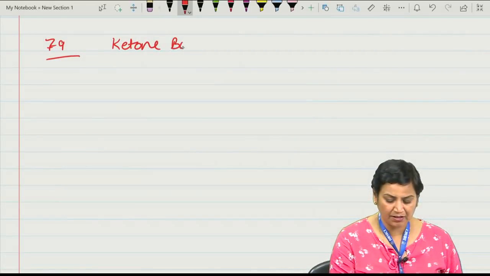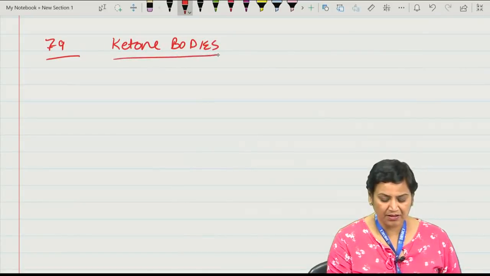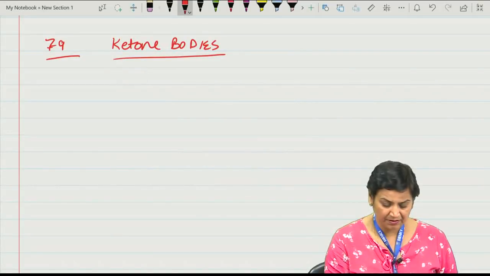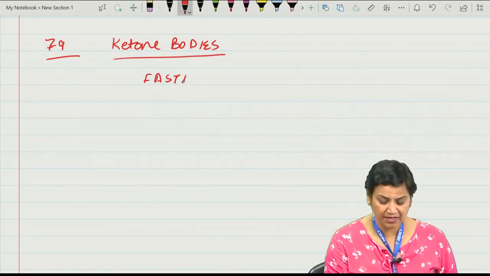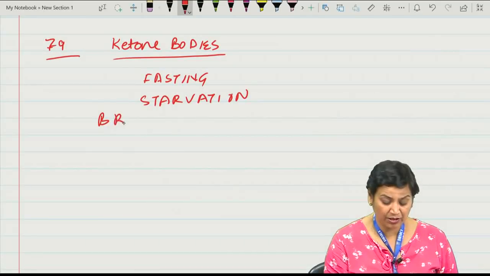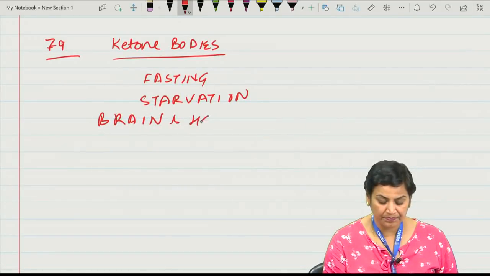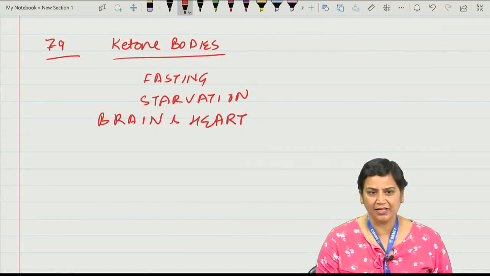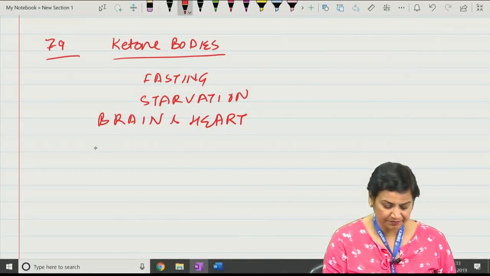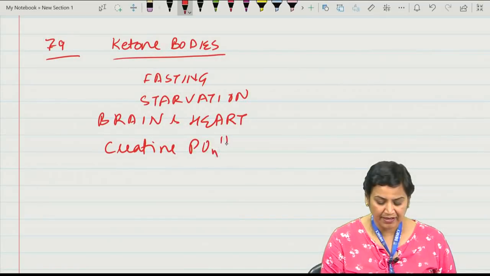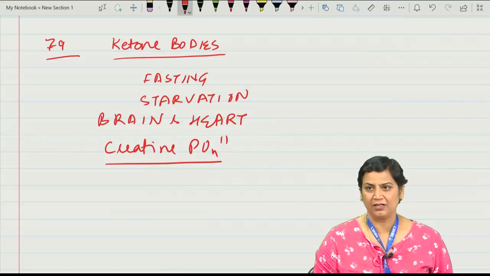are very important, you can say they are the ones which give energy during fasting or starvation. Or you can say brain and heart have to depend on ketone bodies for the energy. So ketone bodies are giving energy. Second option is creatine phosphate.